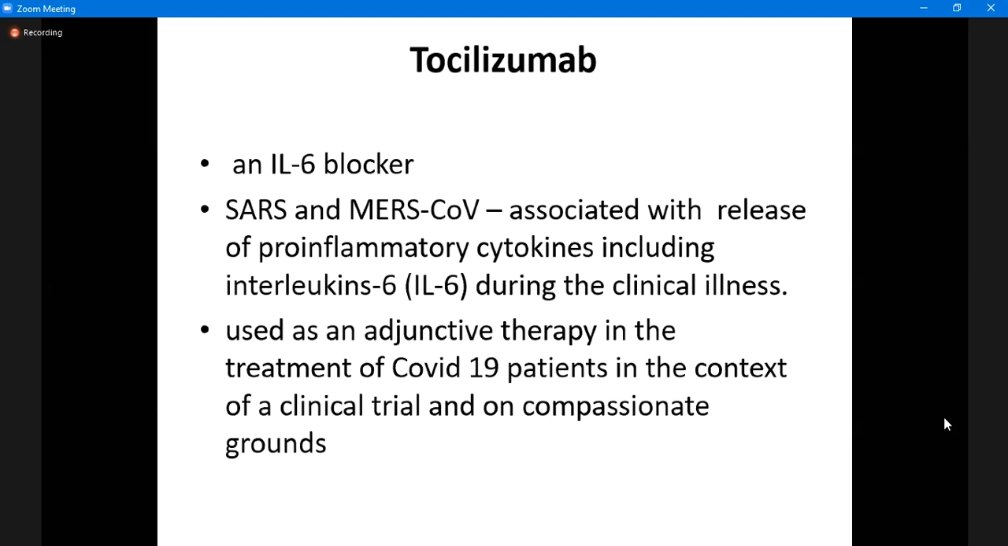Tocilizumab is an immune modulator and basically blocks interleukin-6. So this has been tried in COVID-19 in small studies, and again the benefits are not great, and the evidence is quite conflicting. So at the moment, it's not used as a specific drug, but it might be used on compassionate grounds for some patients, particularly those who are critically unwell.